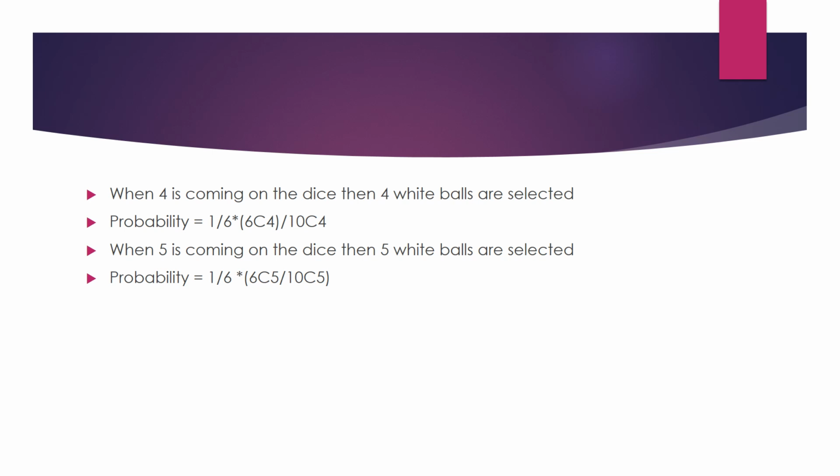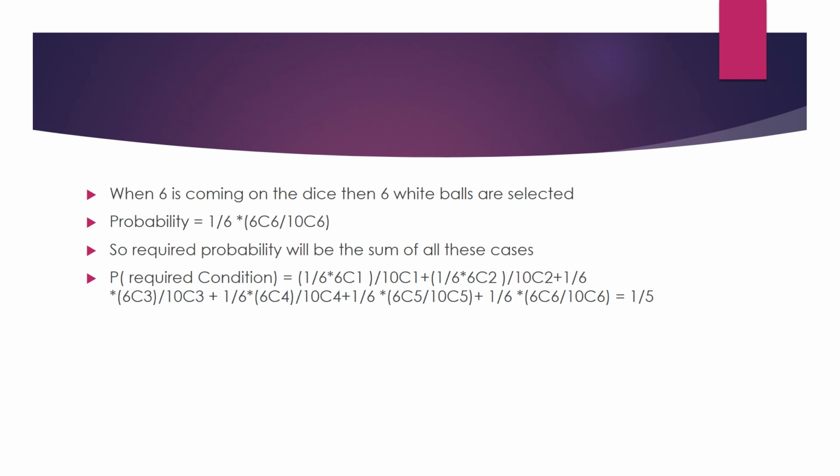1/6 × 6C4/10C4. When 5 is coming on the dice then 5 white balls are selected. Probability equals 1/6 × 6C5/10C5. When 6 is coming on the dice then 6 white balls are selected. Probability equals 1/6 × 6C6/10C6. So the required probability will be the sum of all these cases.